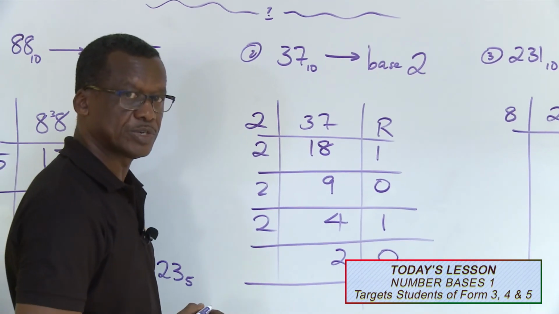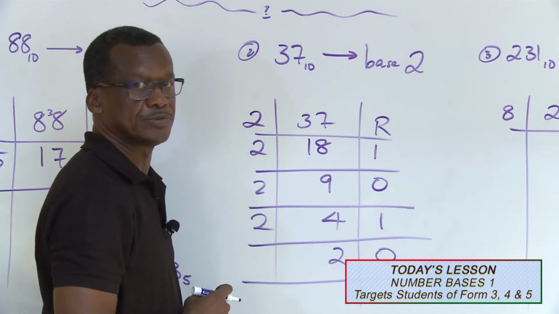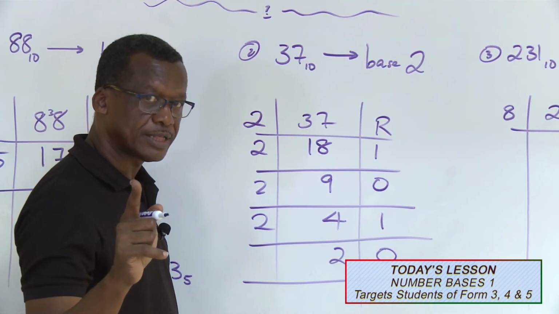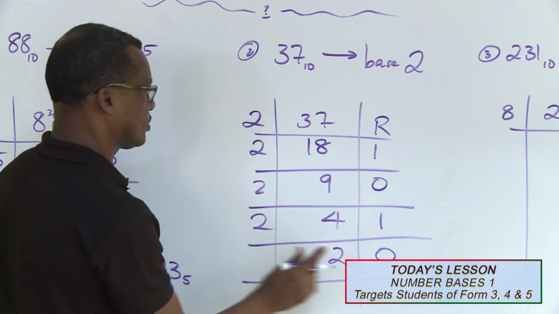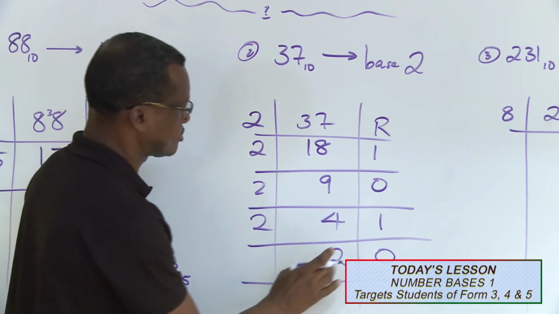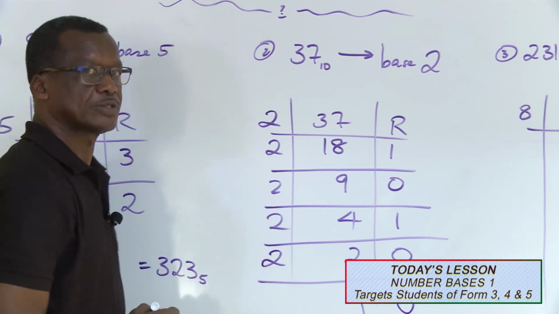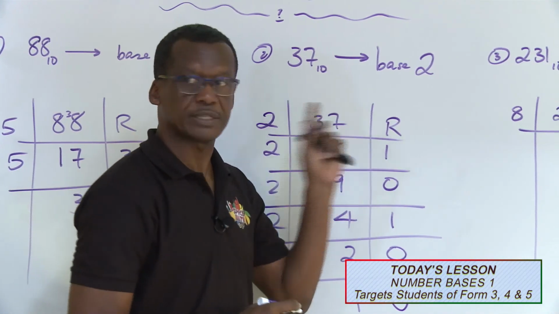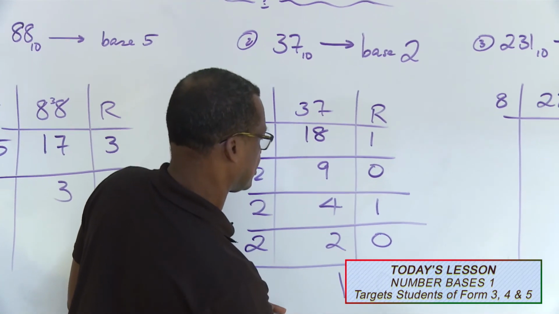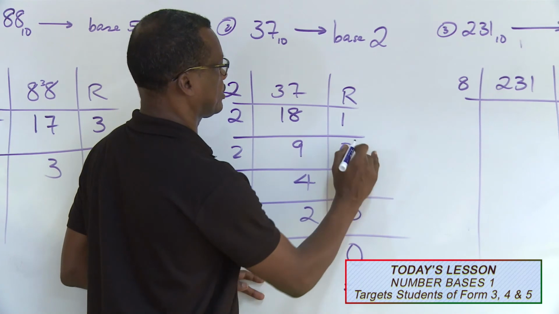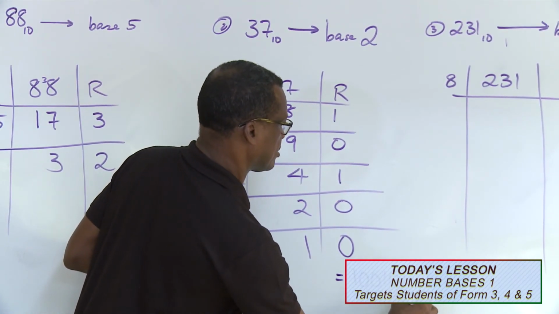And remember what the rule is, we keep dividing until the answer is less than the base we convert into. So can we stop here? No, we need to divide again. 2 into 2, 1, remainder 0. So 37 base 10 converted to base 2 is equal to 100101, 100101 base 2.